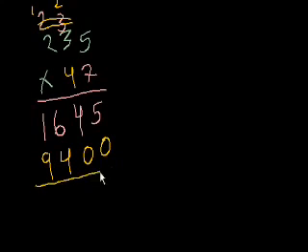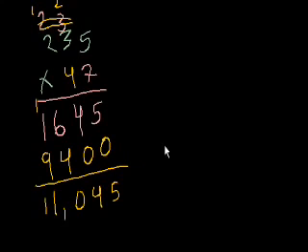And now we just add up everything. 5 plus 0 is 5. 4 plus 0 is 4. 6 plus 4 is 10. Carry the 1. And 1 plus 1 plus 9, well that's 11. So the answer is 11,045.